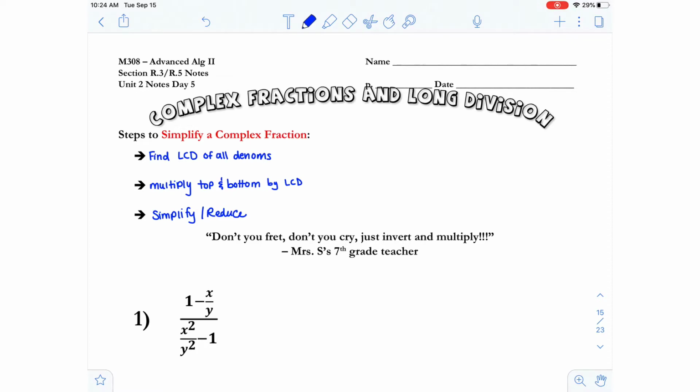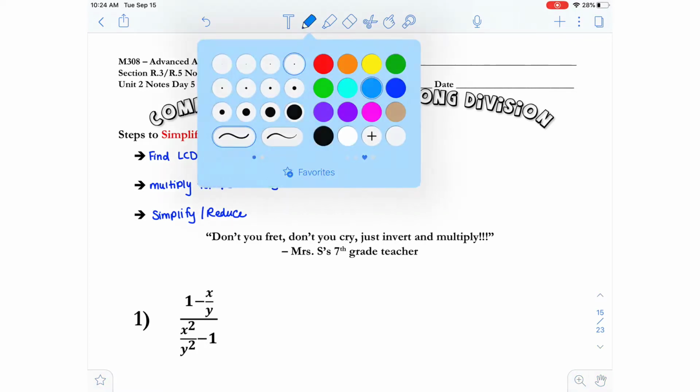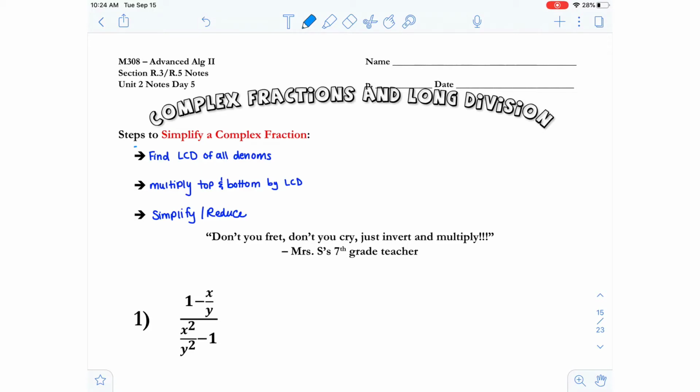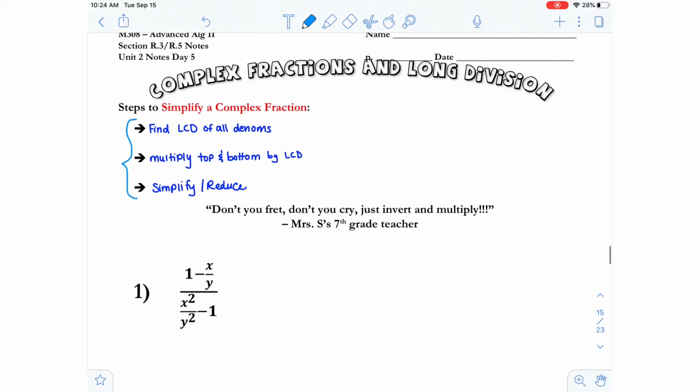And the first thing I want to say is that in our notes, and we can fix this in class, I used to teach complex fractions one way, and this year I'm going to teach it a new way. So the 3 bullet points that I had there are not exactly the way we're going to be doing this. So if you want to write down the new way, these are the 3 bullet points.